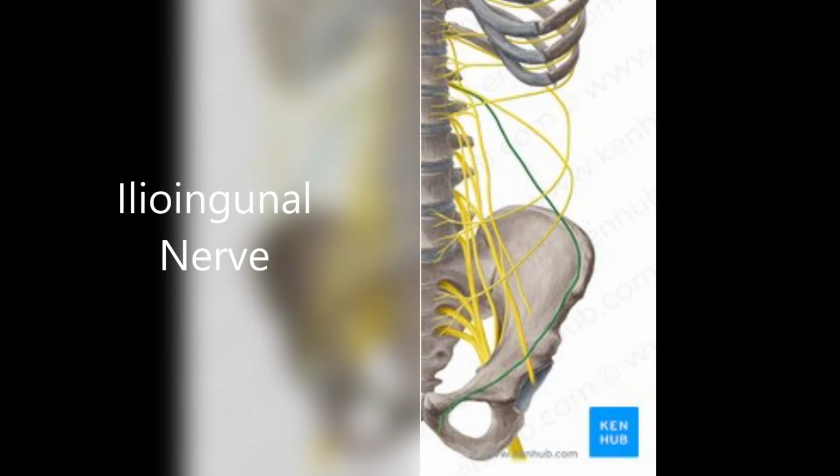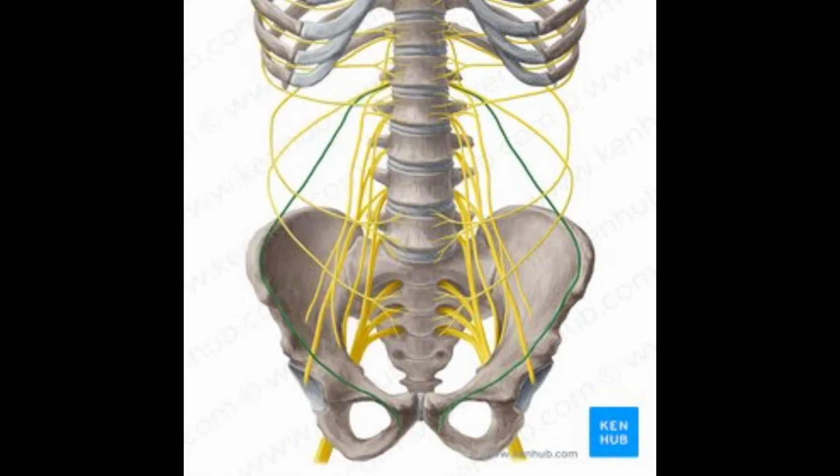Ilioinguinal nerve. The ilioinguinal nerve has the same course as the iliohypogastric nerve, but at a slightly lower level. The ilioinguinal nerve is a mixed nerve. It has cutaneous supply and motor supply. When considering the cutaneous supply, it supplies the proximal and medial thigh. When considering the motor supply, it supplies the transversus abdominis and internal oblique.